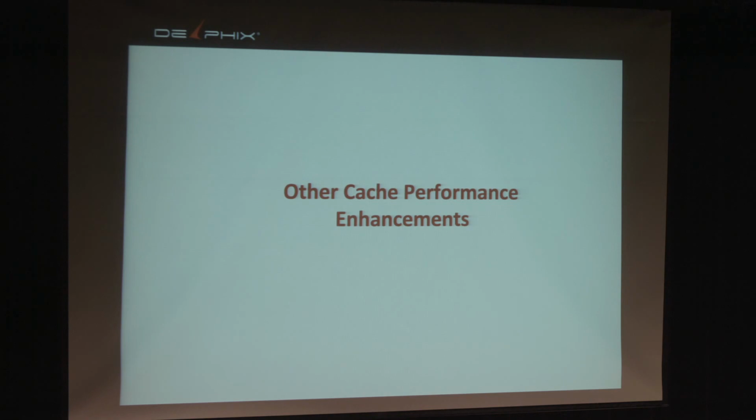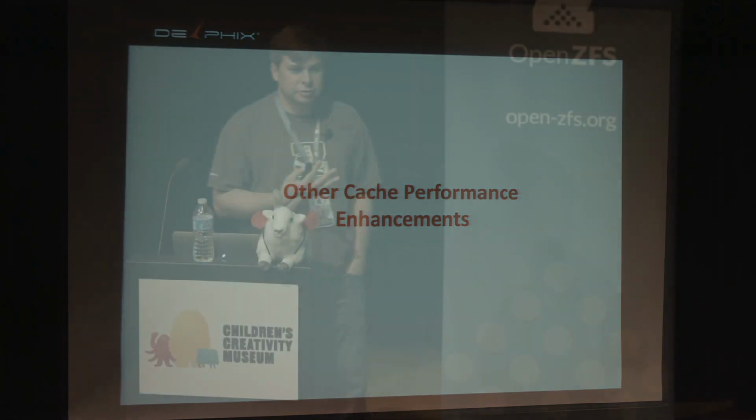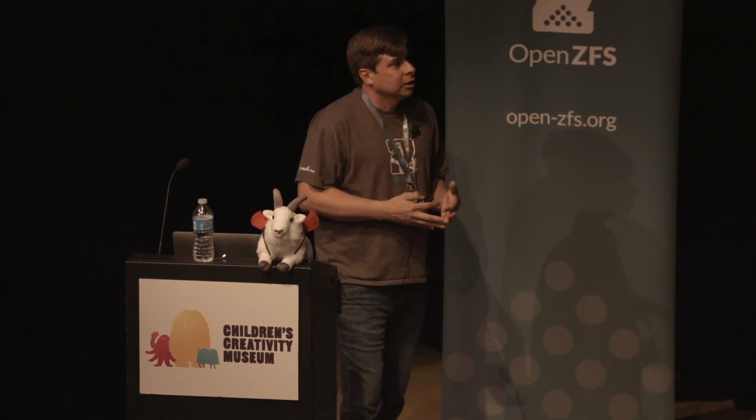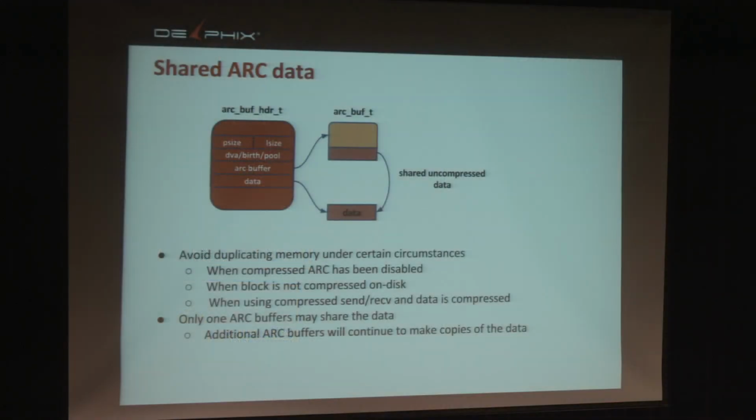So lastly, we wanted to go through and look at some other performance enhancements that we could do. Because if you may have caught this or not, but now with the implementation of this additional data buffer, we have the ability to actually have duplicate data around for quite some time. So the first thing that we came up with was the shared ARC data component.